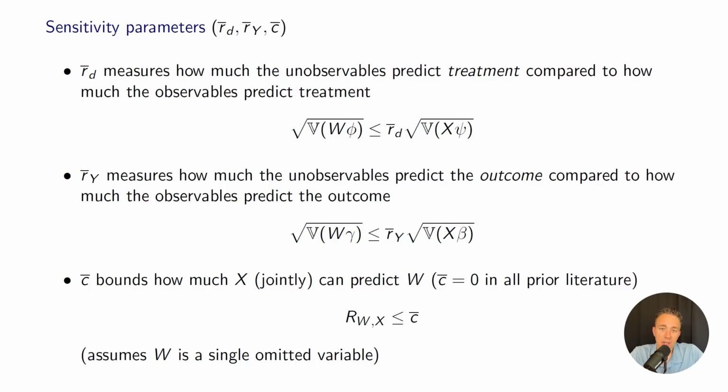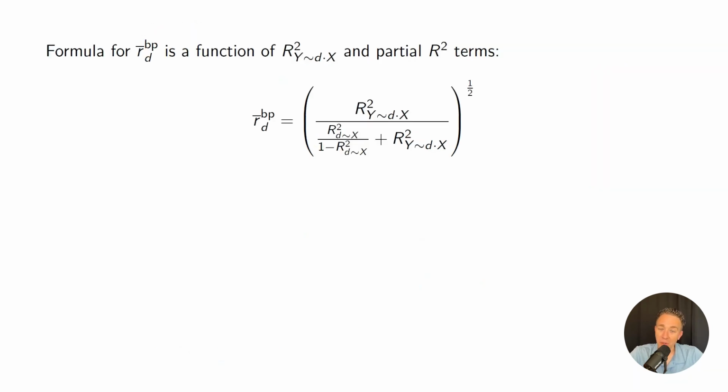If we set C bar equal to 0, then we're imposing that the x's are exogenous, which is what all of the prior literature that we reviewed imposes. And so this C bar and this R bar y are innovations relative to the existing literature. So then you might be thinking, well, what's the actual formula for R bar d? It turns out it has a closed form, which I think is absolutely stunning, and it's actually quite a simple formula. It's a function of R squareds of various regressions with different ratios and summations, and then with a square root applied. So what are these components?